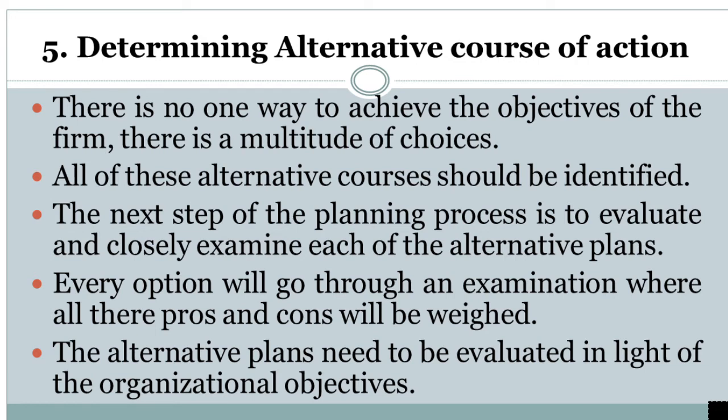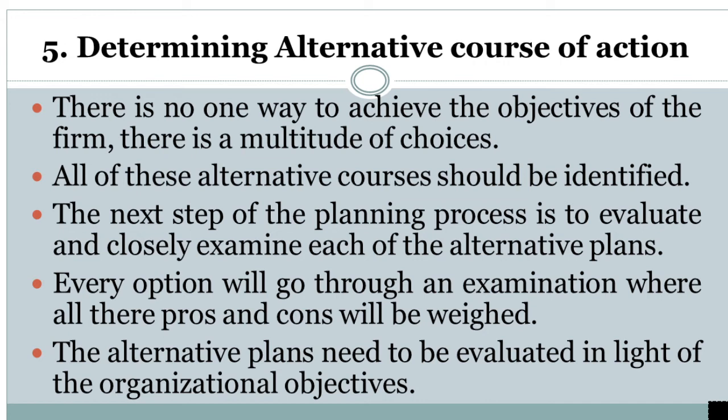The next step, once the alternatives are identified in the planning process, is to evaluate and closely examine each alternative. We have to go through every option, and we should analyze what the pros and cons of it are. That is, what are the benefits if I choose that particular alternative, and what will be the risk of that particular alternative. And the alternative plans need to be evaluated in light of the organizational objective.